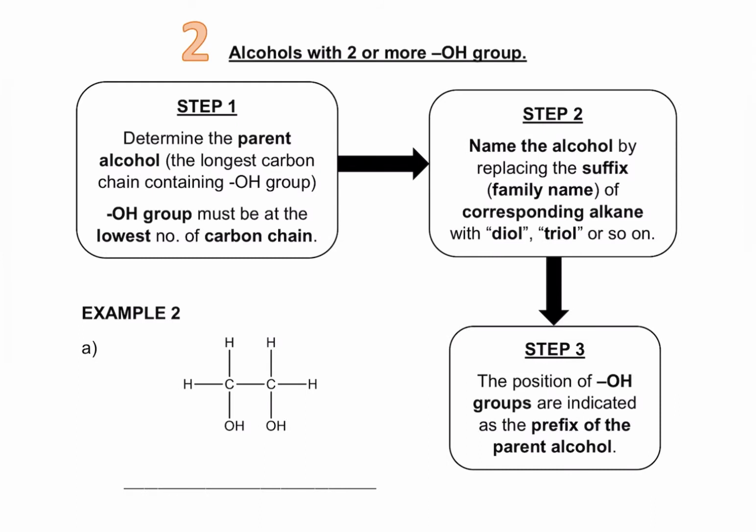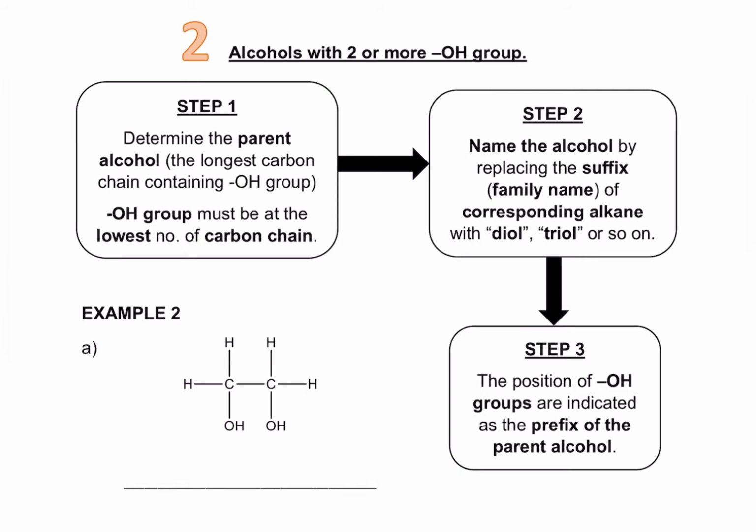Now we are going to continue with alcohols with 2 or more OH groups. In this case, the same concept is applied for the first step. You have to determine the parent chain with the longest carbon chain that contains the OH groups, and your OH groups must be at the lowest number of carbon chain. Next, for the second step, you have to name the alcohol with the family name of the corresponding alkane, including diol and triol, and the positions of the OH groups are indicated as the prefix of your parent alcohol.